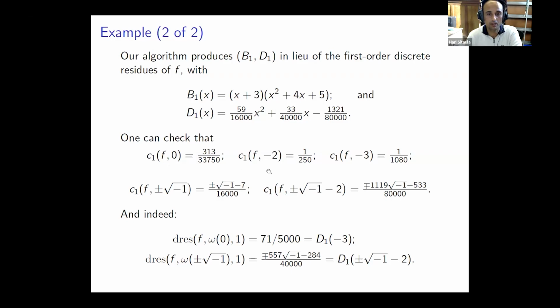And then if you sum this all, it will give you the discrete residue. A minute left. Yep, sorry. Yeah, I am almost finishing.